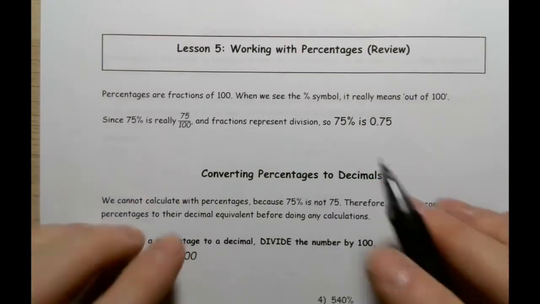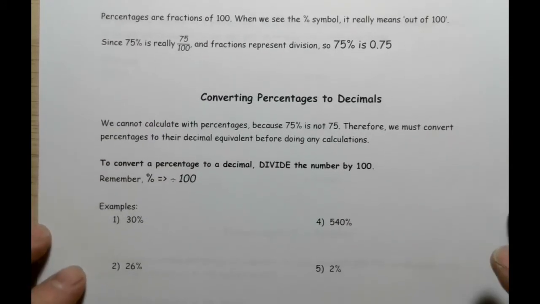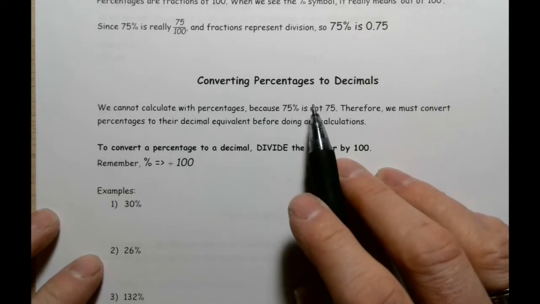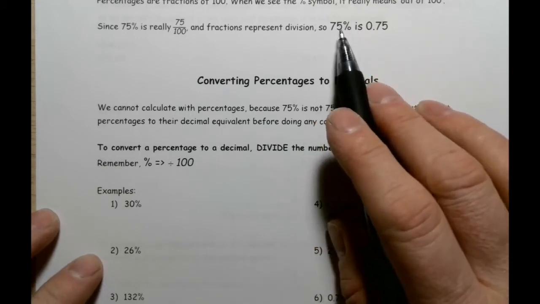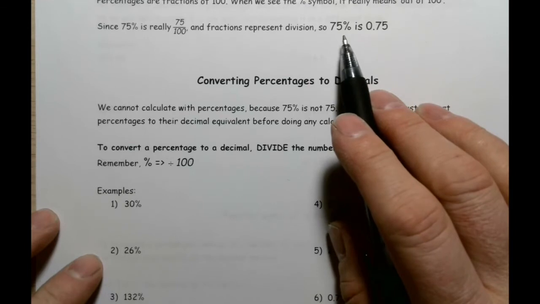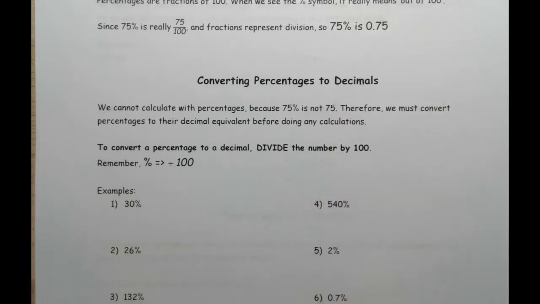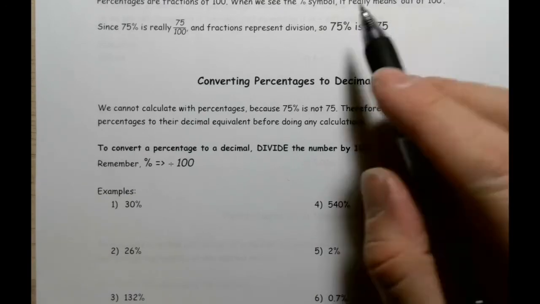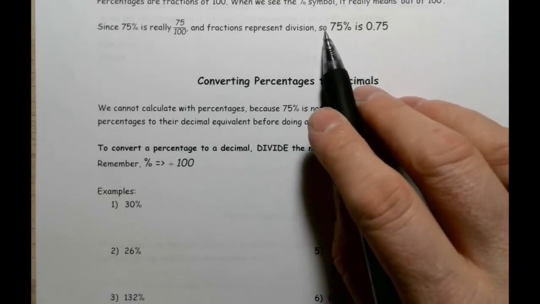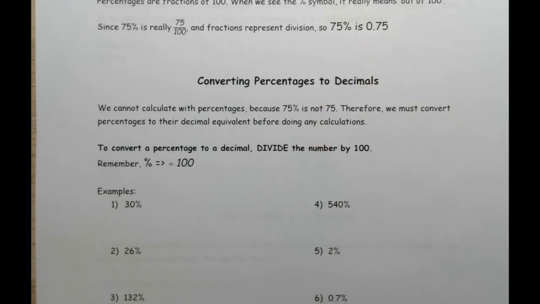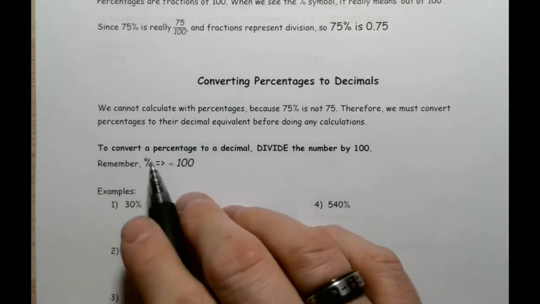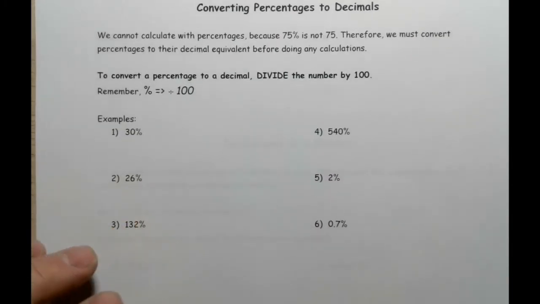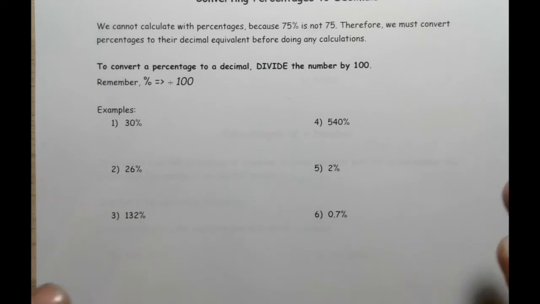Now, one of the things that's so convenient about working with percentages is that converting percentages to decimals is very, very easy to do. Because if that symbol means out of 100, or divided by 100, anytime we divide by 100, all that really means is we need to move the decimal point, which would be right here, 2 units to the left. And it means exactly the same thing. So like it says here, to convert to a decimal, divide the number by 100. Let's go through and do some of the examples here.